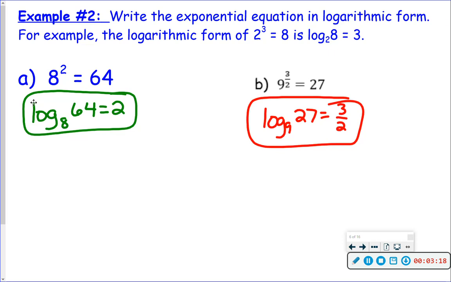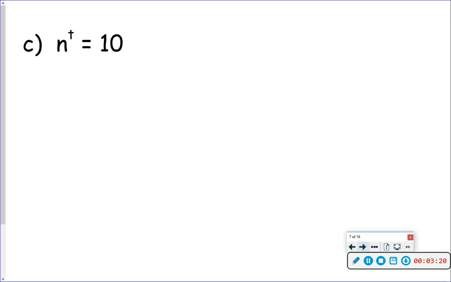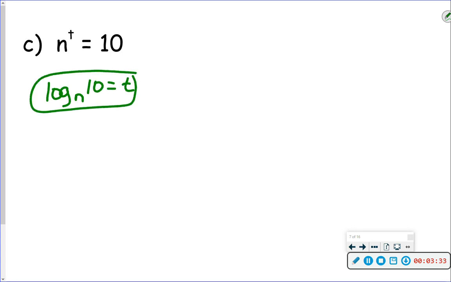Simple enough. You just have to know where to arrange everything. Not very much work today. You just have to be able to arrange it all. All right. Don't let the variables throw you off. Same process. Our base is going to be n this time. T and 10 are going to switch sides of the equal sign. Looks kind of goofy with the variables, but same process.